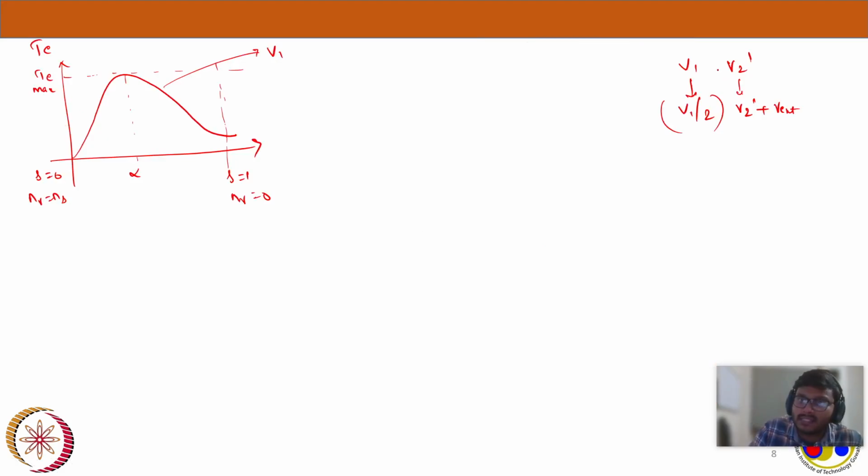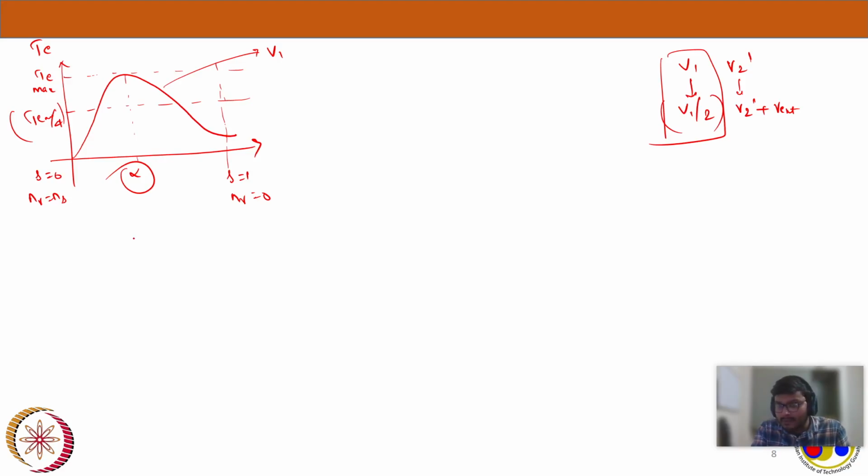Now, by this change, V1 to V1 by 2, your maximum torque will definitely change. This is TE max by 4. But does my slip change at which my maximum occurs? It won't change. Your curve will just dip like that. That's very important. So this curve is for V1 by 2. Your torque will go down 4 times. Now, what will I do?